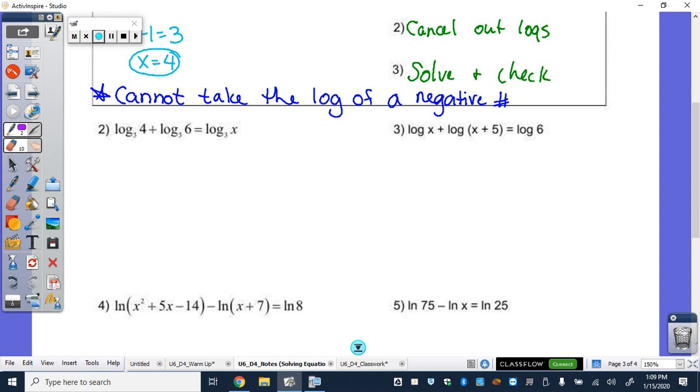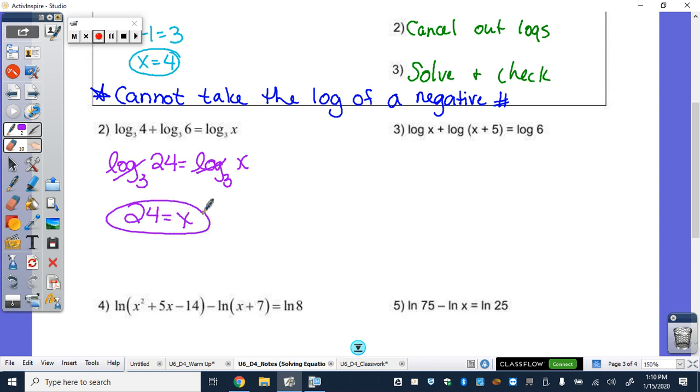All right, example 2, I have 2 logs on my left side, so we have to condense it. So what's really happening between that 4 and that 6? They're being multiplied. So we get log base 3 of 24 equals log base 3 of x. So now I have 1 log equals 1 log. They cancel. So 24 equals x. And then my quick little check: if I plug 24 back in here for this x, am I taking the log of a negative? No, I'm taking the log of a positive 24, so we're all good.